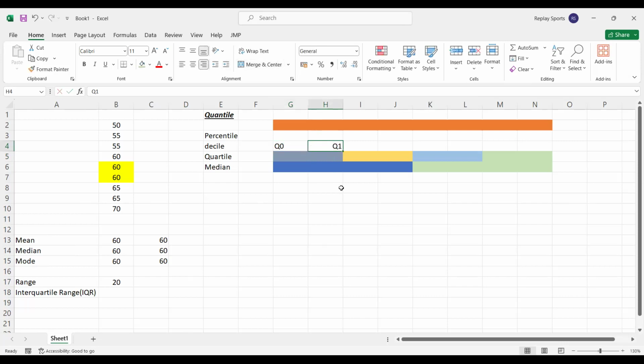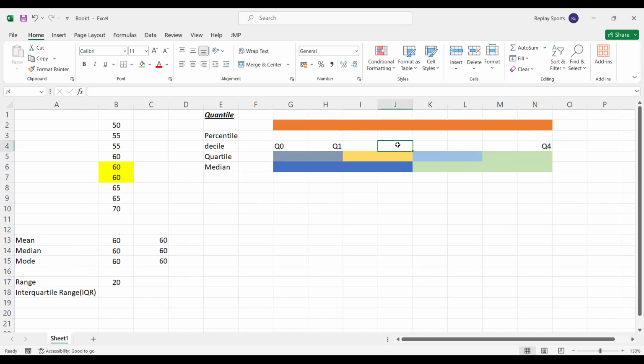Okay, this is called Q1. Q0 means minimum value. Q0, percentile 0, decile 0, 0 means minimum value. Percentile 100, Q4, like when you talk about quartile, fourth quarter is the highest value. Talk about percentile, 100 is the highest value. Q4 is the maximum value, highest value. So you have Q0 lowest, Q1 is the highest value in the first quartile.